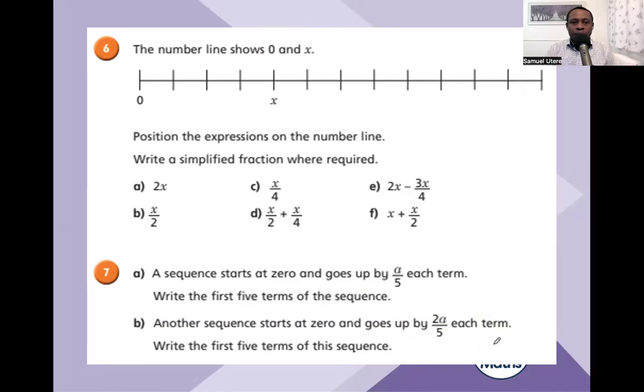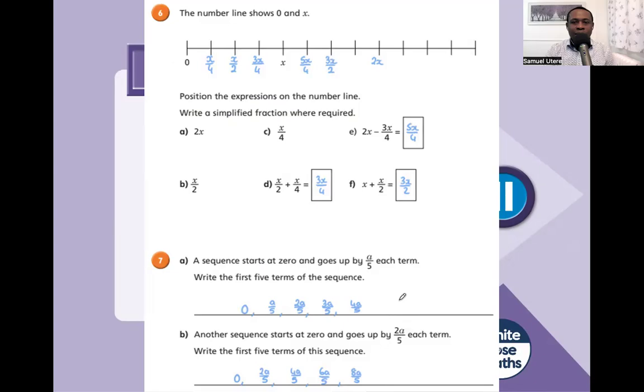Assuming you've paused the video and you've answered questions 6 and 7, here are the answers. I'm not going to go into detail with this. You can refer to what we've looked at, but by now you know how we put this information on the number line. So you were simply asked to position the expressions on the number line, and write a simplified fraction where required.